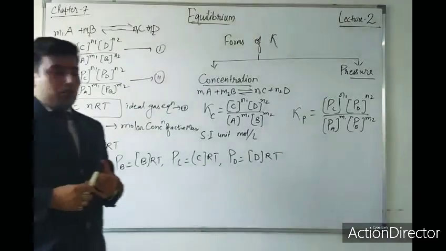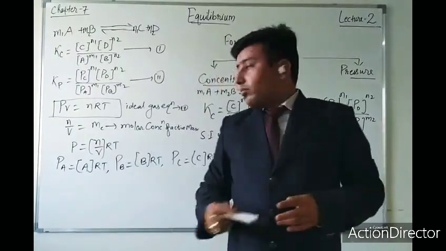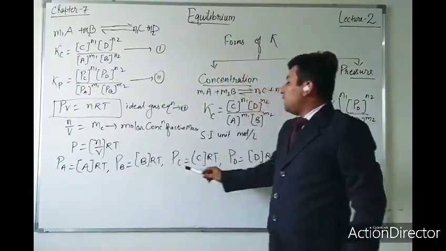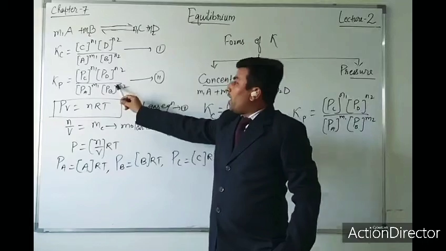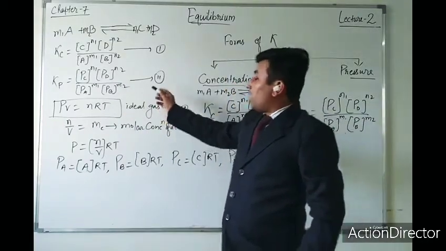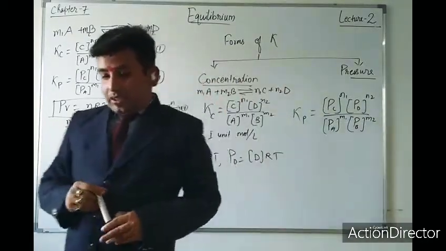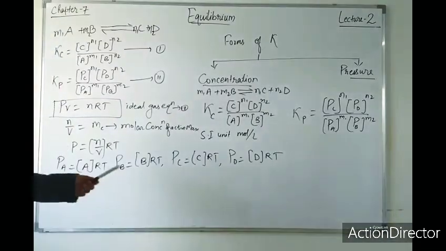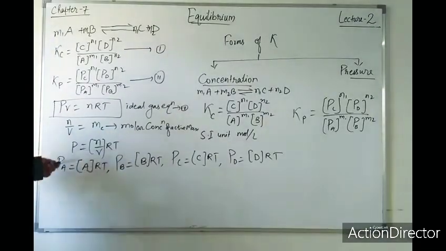Now as you have seen, these are the PA, PB, PC, PD values. If I put these values in equation number 2, just imagine what the values will be when we put all of them in equation number 2.